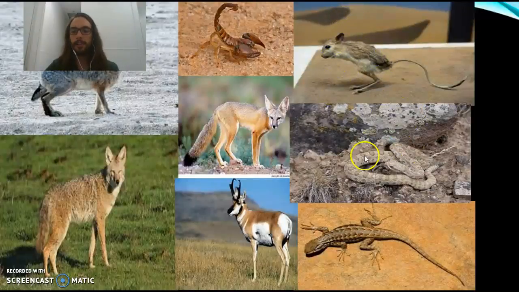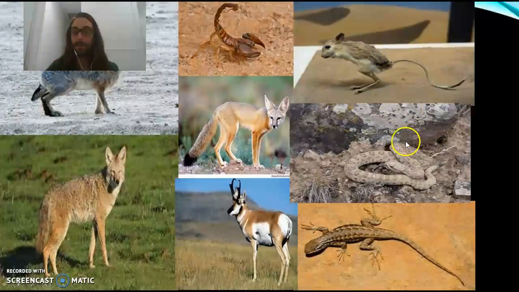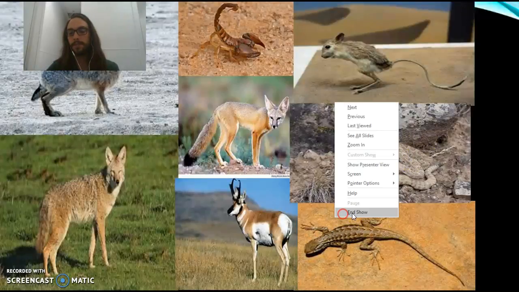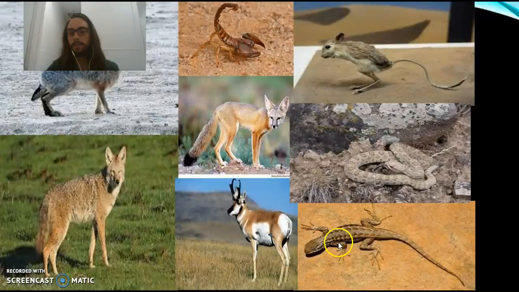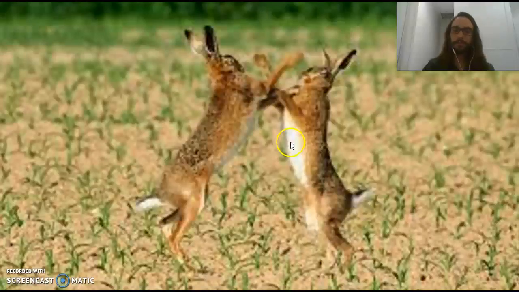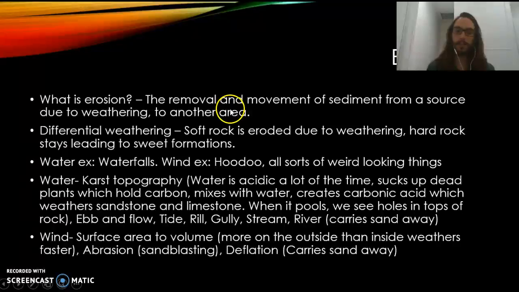This guy camouflages really well. He gets heat from the environment, so he'll come out during the day. Same with this guy. He can open up these flaps around his belly and gather more heat that way as well. So these are all very suited for this environment. And here's some jackrabbits punching each other.